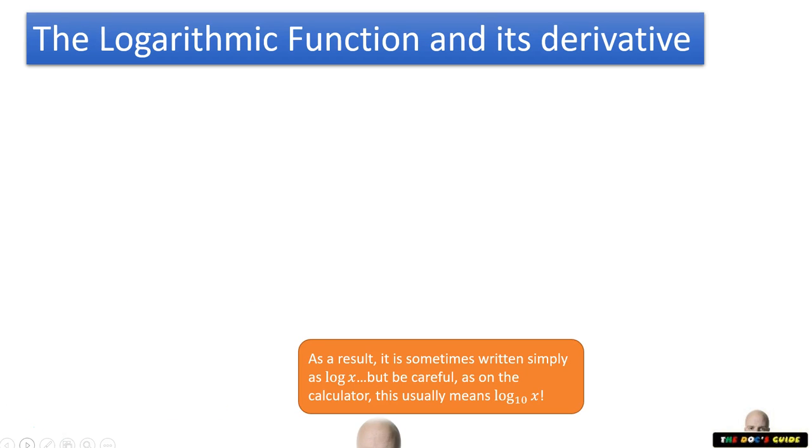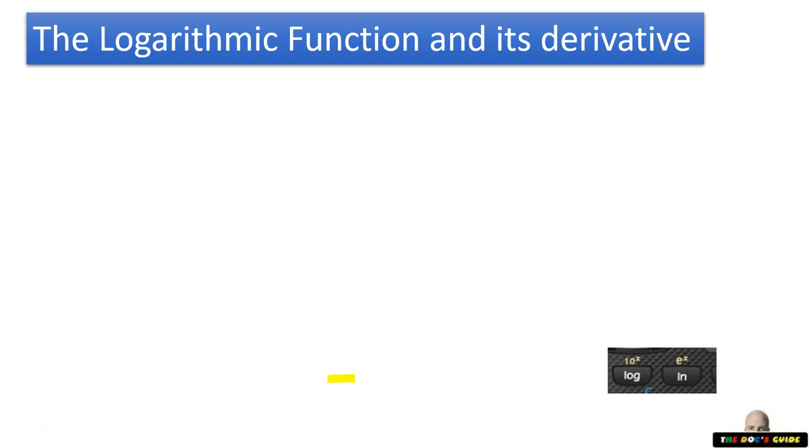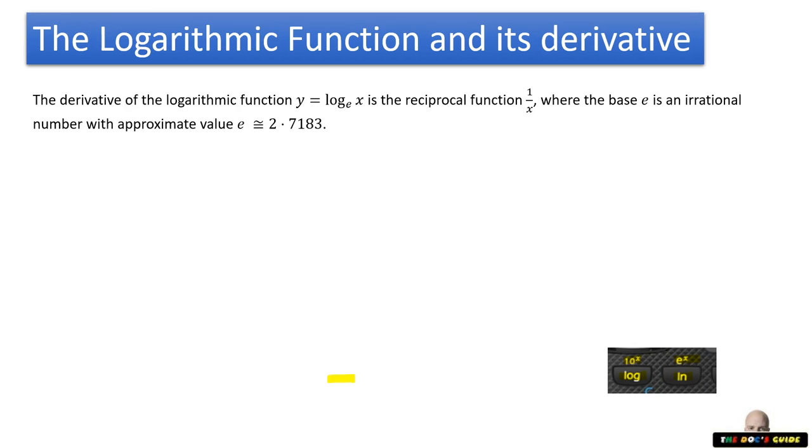Now, because it can be written as just log x, we need to be careful. While it's written that way in maths texts and possibly even in questions, on the calculator there's a slightly different notation. On the calculator, it's the key which is 10 to the x, which has just log written under it. So that log without a base on the calculator is actually log base 10, whereas e to the x has ln, which is log base e. So be careful with the calculator.